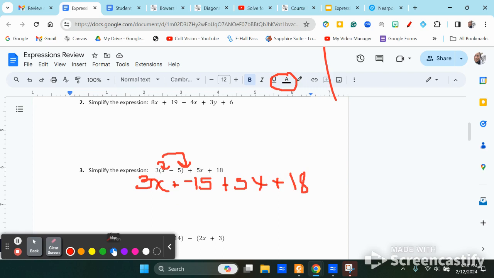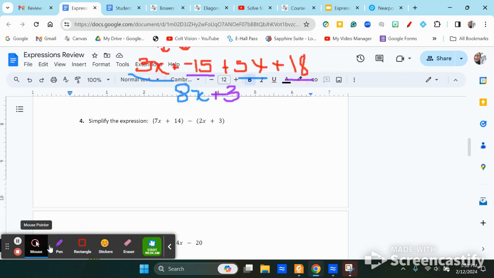And then I can combine like terms. So I can combine my x's together and I would get 8x. And then when I combine negative 15 and positive 18, that's actually 3 because with a negative and positive I would subtract, so I would get 3. So I would get 8x plus 3. So that's how you simplify these expressions.